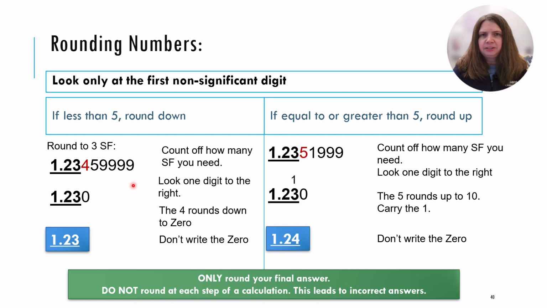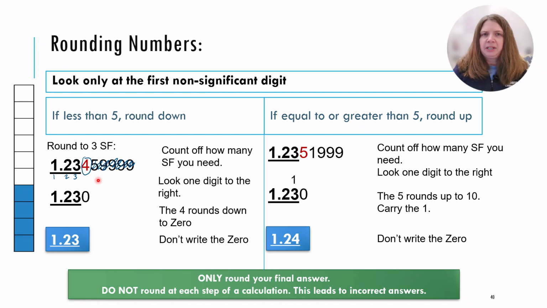When rounding numbers such as 1.23459999, the first thing we must know is how many significant figures are required. Suppose we need 3 significant figures. We begin by counting the first 3 significant digits, which gives us 1.23. Then we look 1 digit to the right, which in this case is a 4. Because 4 is less than 5, we round down. Rounding down means that the last retained digit stays the same because the other digits become 0. We then write the result as 1.23.